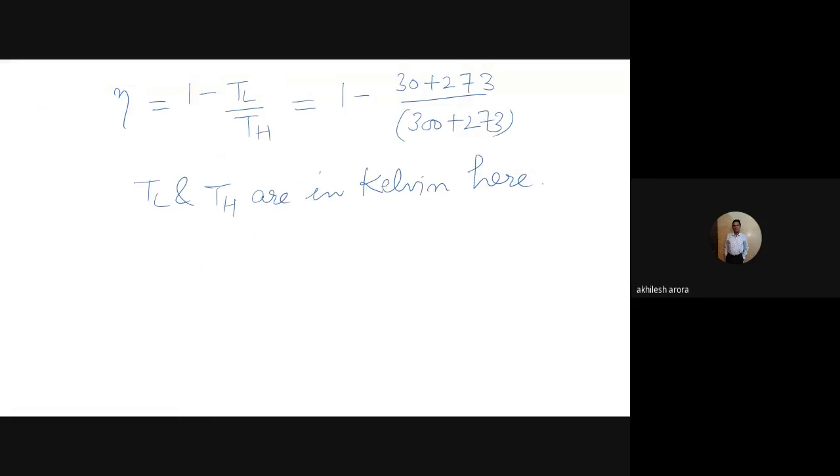So basically, the calculation which I did was wrong, because the values of TL and TH should be in Kelvin. You can see it here. I have added 273 to this 30 degrees Celsius, and to this 300 degrees Celsius also I have added 273, to convert both the temperatures to Kelvin. So you can find what the exact answer is. I have not calculated it.